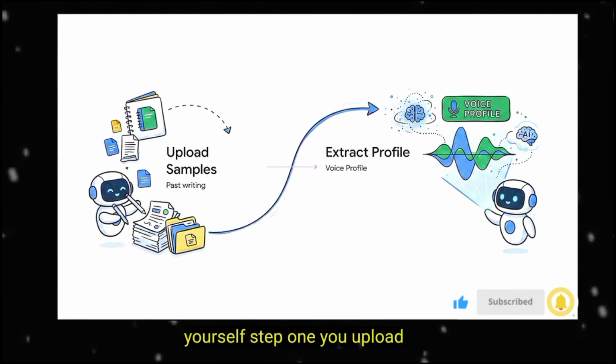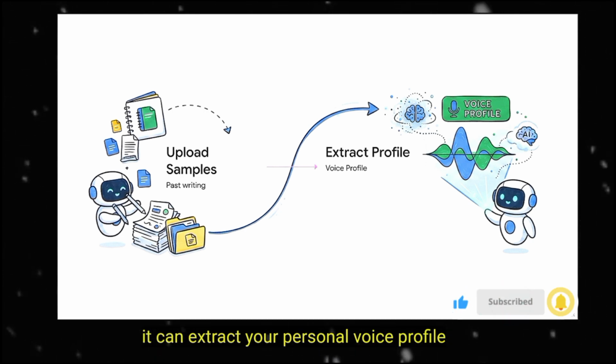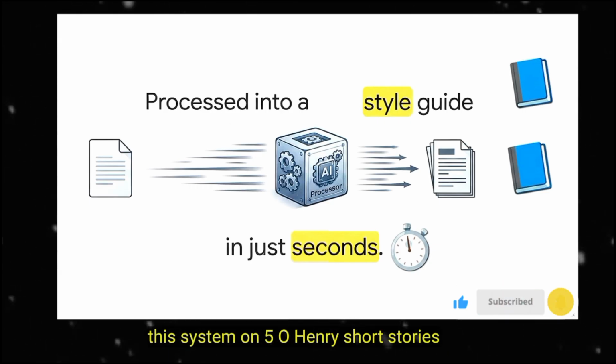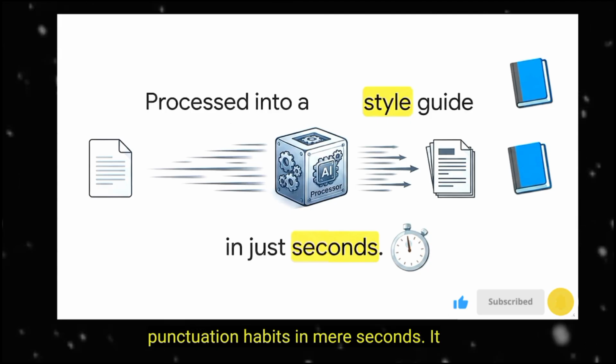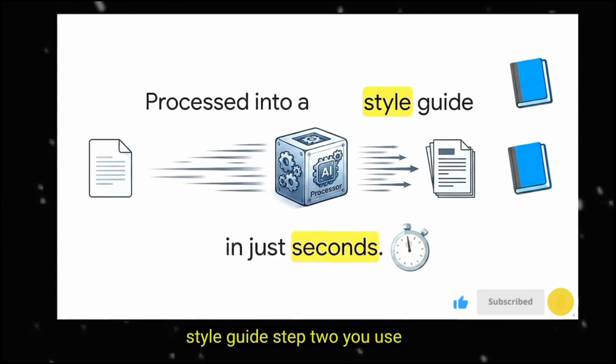Step 1. You upload your past writing samples to NotebookLM so it can extract your personal voice profile. And just to prove how fast this works, running this system on O. Henry short stories picked up his highly specific sentence rhythm and punctuation habits in mere seconds. It seamlessly converted them right into an actionable style guide.